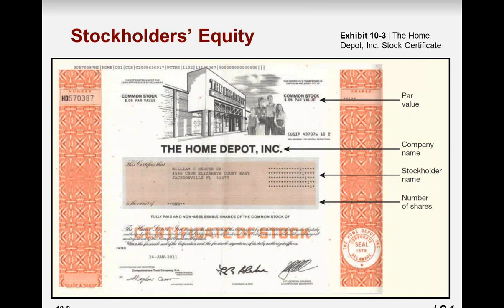This is an example of a stock certificate. Every stock certificate will have a par value. Par is an arbitrarily stated amount that comes up to the legal capital of the business. We'll talk about that more as we move forward. It'll have the company name, the stockholder's name, and the number of shares that stockholder owns.